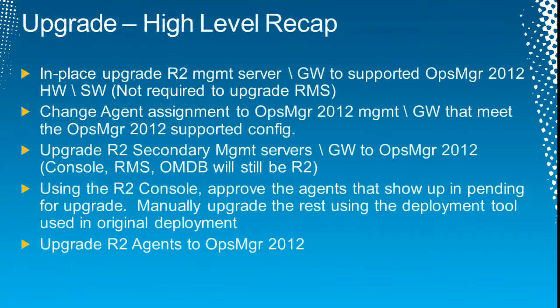Now, to recap at a high level what we talked about here, I'd like to leave these on the slides for you because you all do get a copy of the slides, and this is something you can view later as well. The first thing you want to do is an in-place upgrade of R2. We recommend that. Make sure that you change your agent assignments from the R2 servers to the OM12 servers as you go through the process. A thing to note is that we require that no agents report to the RMS, to keep you highly available. Make sure that you move your agents off the RMS before you go through the upgrade itself. That's just a pointer and something you'll learn in the documentation that we will provide.